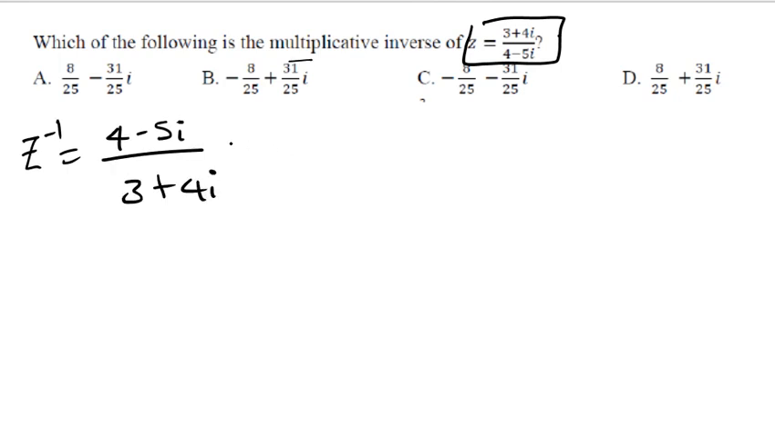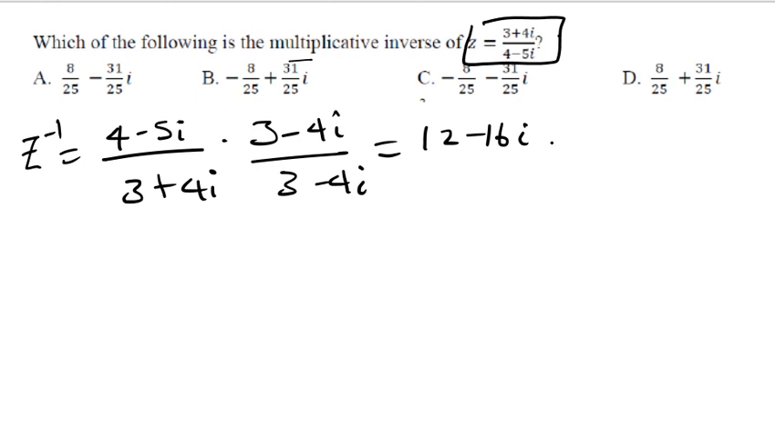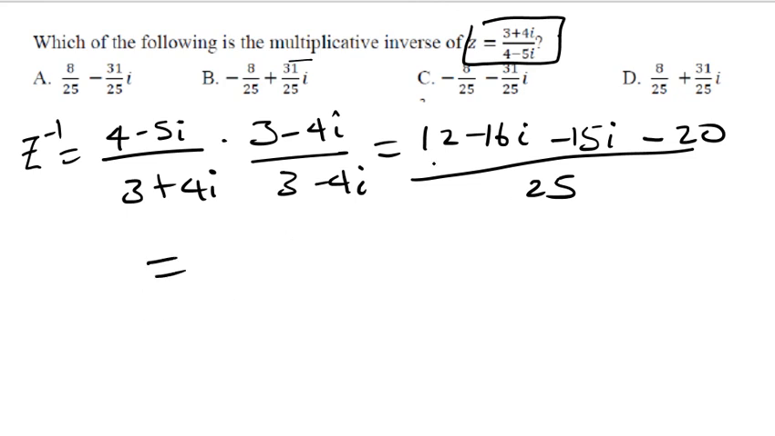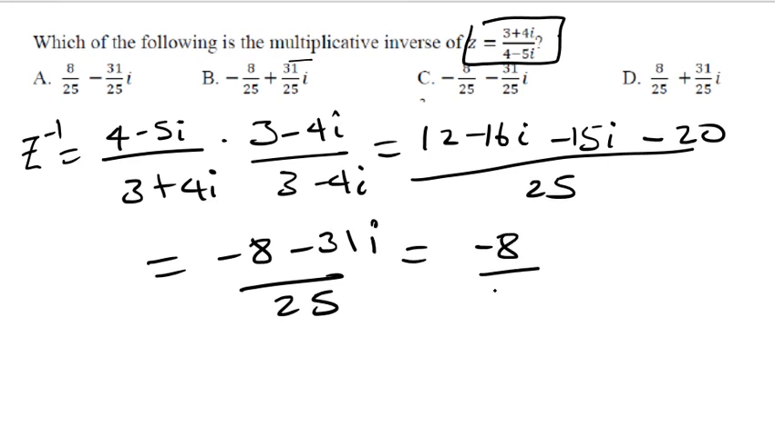Then we'll rationalize. When we rationalize, we'll multiply by 3 minus 4i over 3 minus 4i, which will be, when you distribute, 12 minus 16i minus 15i, then minus 20. The whole over, the denominator part is 25. 12 minus 20 will be negative 8, and this will be negative 31i over 25, which can be written as, there is i here, we don't have to forget, negative 8 over 25 minus 31 over 25i. So the answer is found at C.